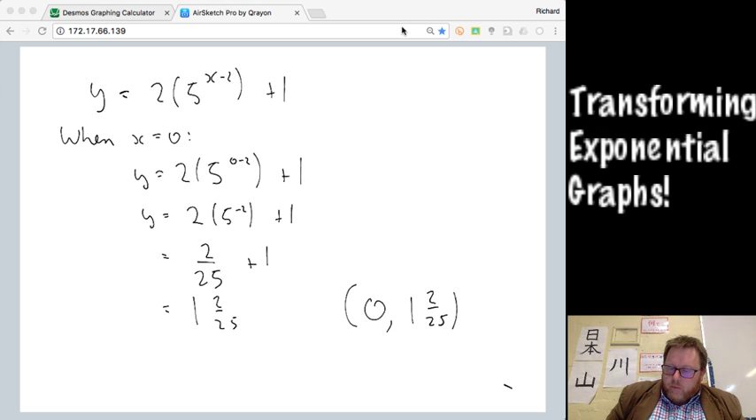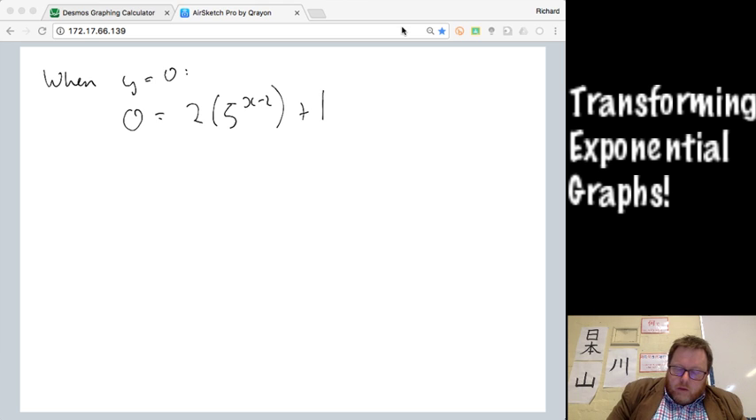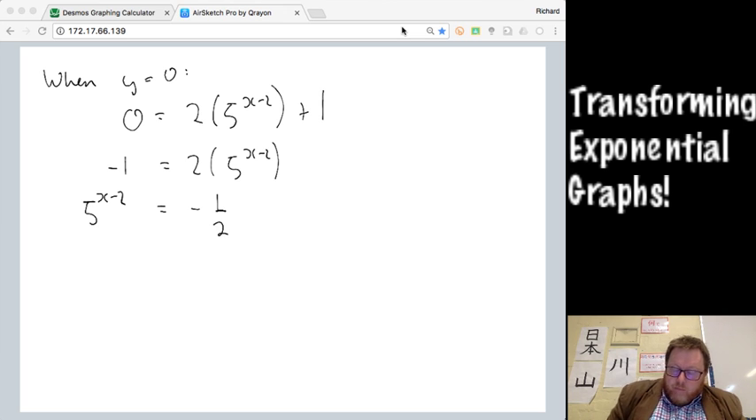Okay, that's pretty good. And then we just confirm the x-intercept actually. I want to make sure it's right. So when y equals 0, what do we have? 0 is equal to 2 outside of 5 to the power of x minus 2 plus 1. So negative 1 is equal to 2 outside of 5 to the power of x minus 2. And then divide both sides by 2. I might just flip sides as well. 5 to the power of x minus 2 equals negative a half.